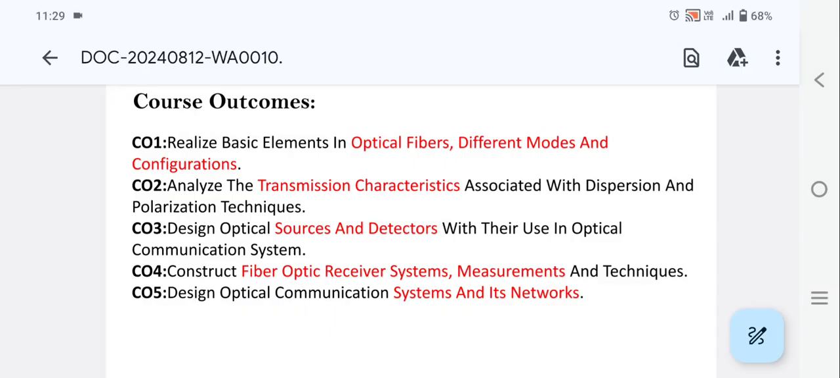These are the course outcomes of this subject. Unit 1 has the course outcome of realizing the basic elements in optical fibers and the different modes and configurations in the optical fiber communication system.